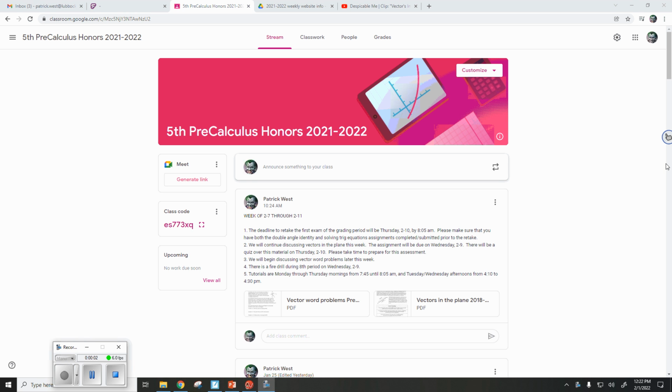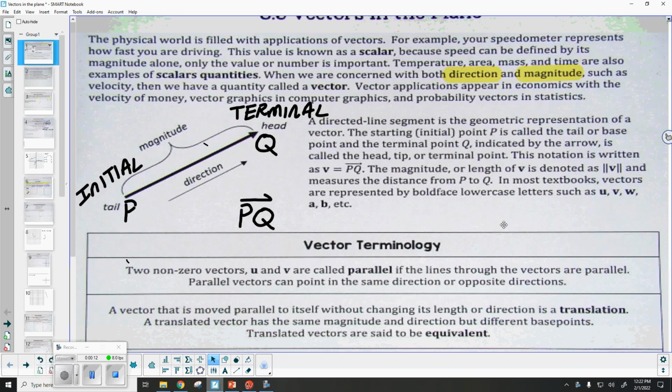All right. Well, let's go ahead and get started. Remember, we are beginning vectors today, but it is not on your exam. So let's just get right to it.